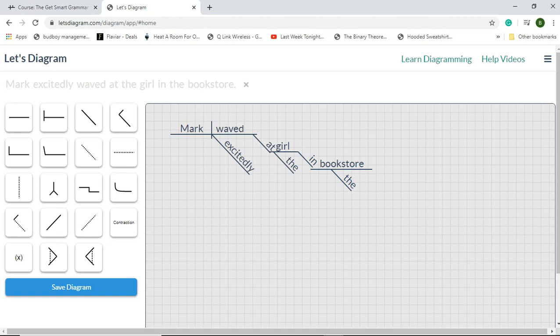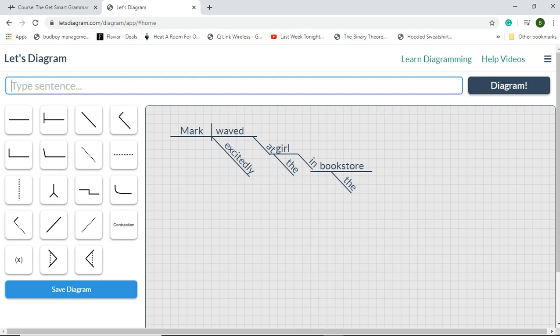Now, let's see if I have a mouse. I'll make it a little easier for me to do this. I found one. Okay. Next. Let's get rid of this. Sentence number 2. These are getting big, you guys.